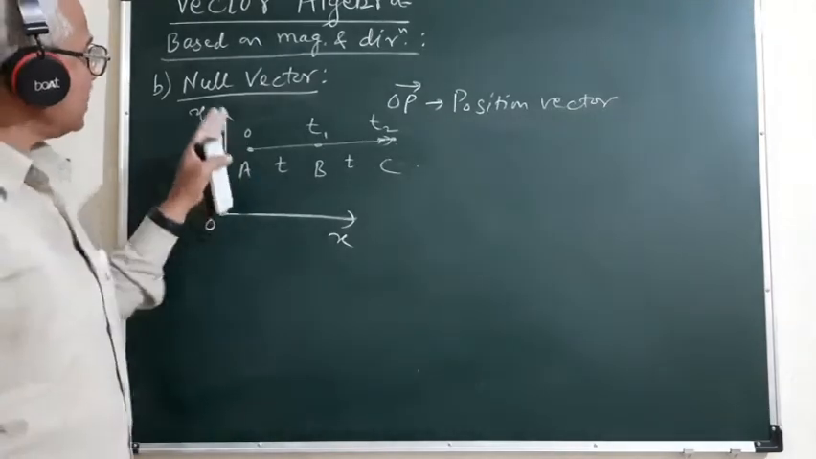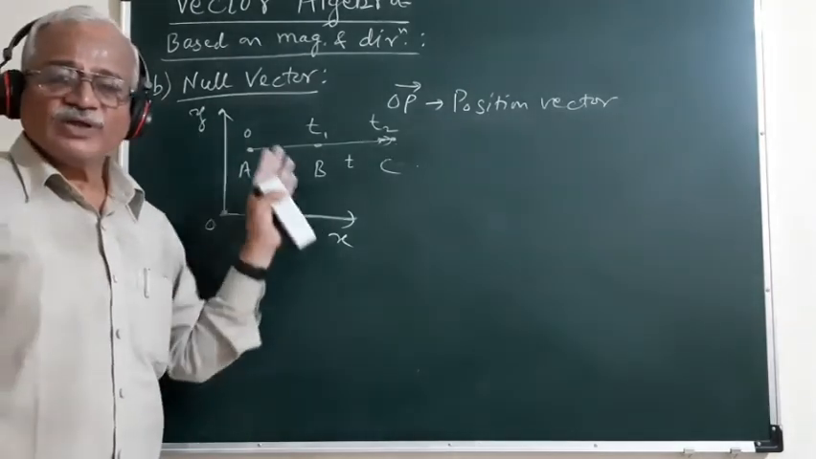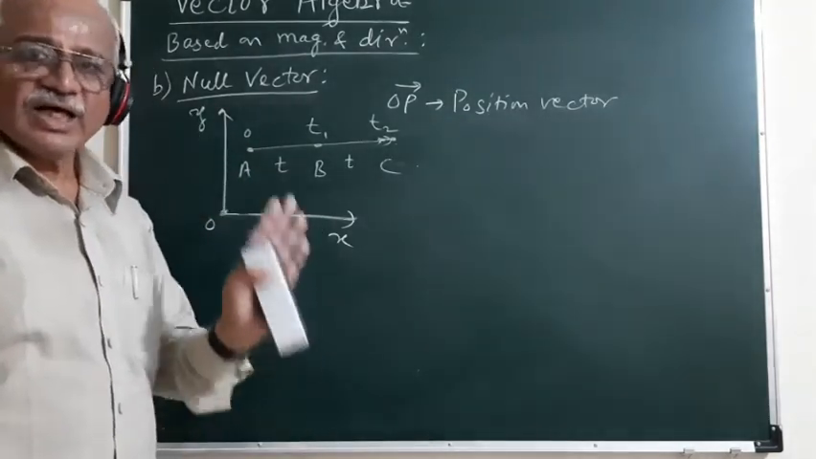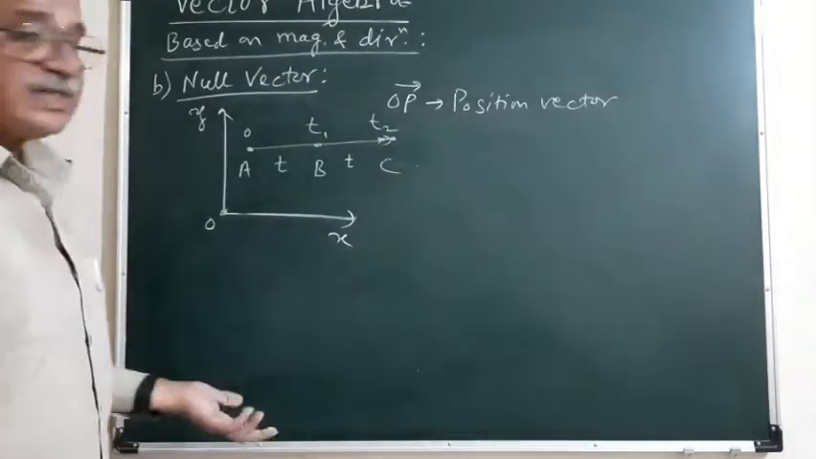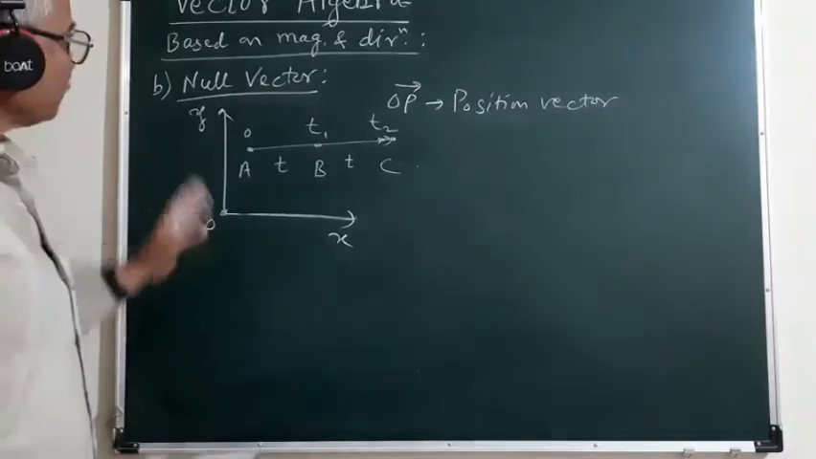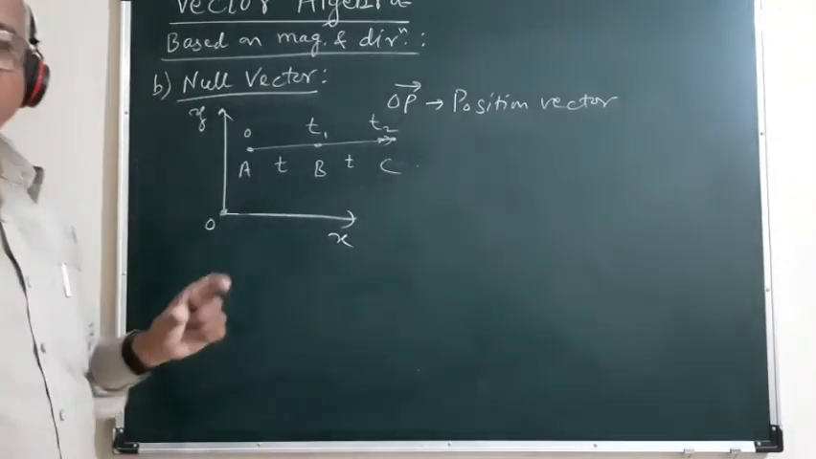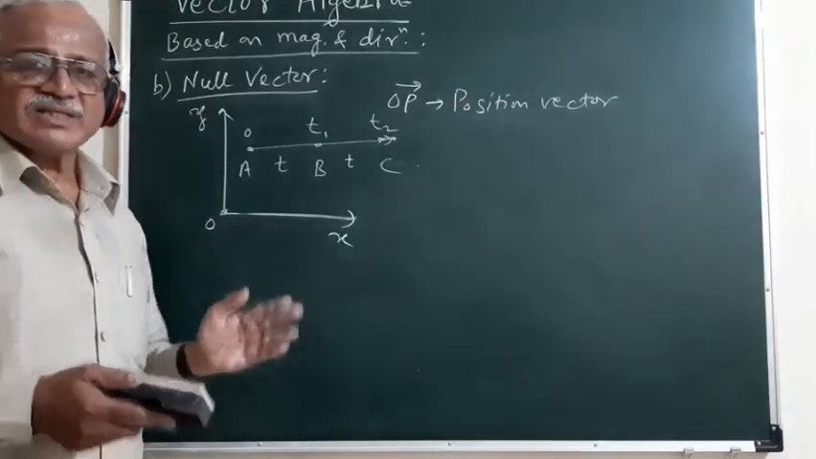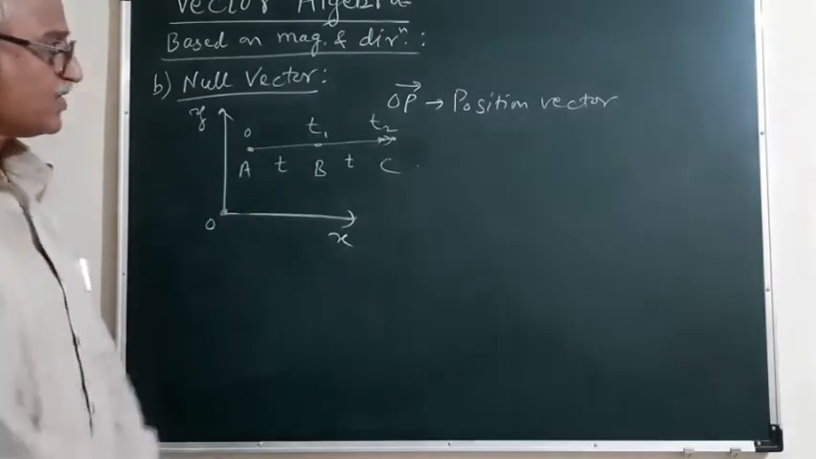So this is another example of zero vector or a null vector. These are certain examples of zero vector or null vector. This zero vector or null vector also possesses some specific properties.